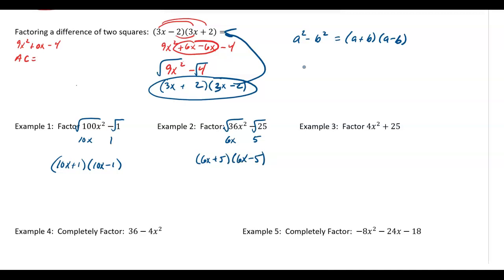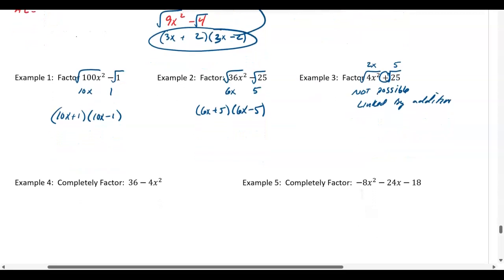Now here, this one is not possible. And the reason is, yeah, I can take the square root of this, get 2x, square root of this, get 5, but because they're linked by addition, I cannot do it. It doesn't create a difference of two squares.